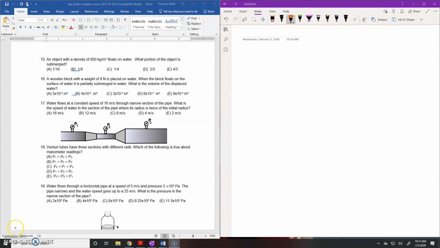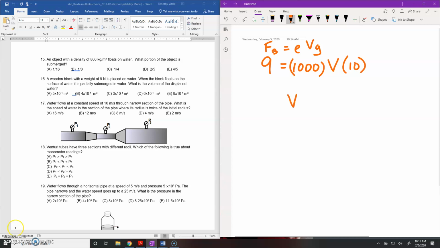So E. For number 16, a wooden block with a weight of 9 newtons is placed on water. When the block floats on the surface, it is partially submerged. So it's kind of like the last one we were looking at earlier. What is the volume of the displaced water? You're just going to, so you know that the buoyancy force is 9. And buoyancy is equal to rho Vg. And so if the buoyancy is 9 and the density is 1,000 for water, and you're looking for volume and G is 10, you would just solve for volume by dividing 9 by 10,000. And so 9 divided by 10,000 gives us 9 times 10 to the negative 4, which is E.